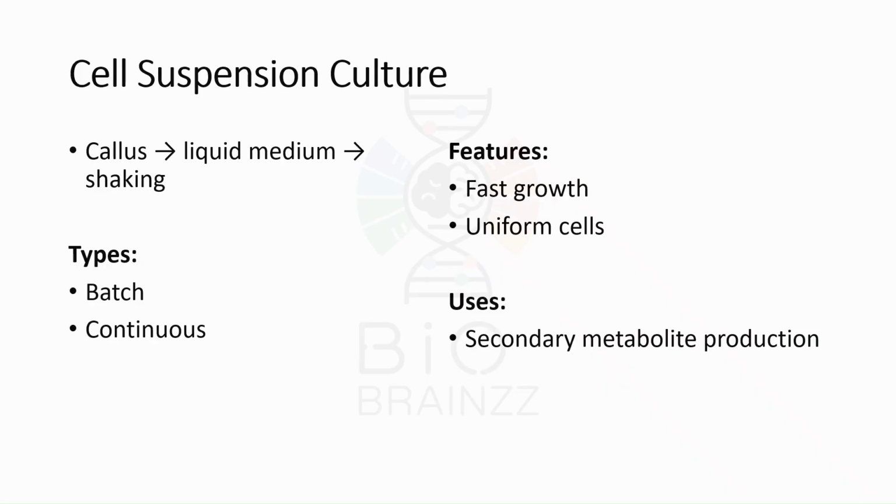Cell suspension culture is prepared by transferring callus into liquid medium and keeping it under shaking condition. This helps cells to remain separate and grow uniformly. It is mainly used for large-scale production. There are two types: batch and continuous culture. These cultures grow faster and are more uniform compared to solid media. They are especially useful for producing secondary metabolites in industries.